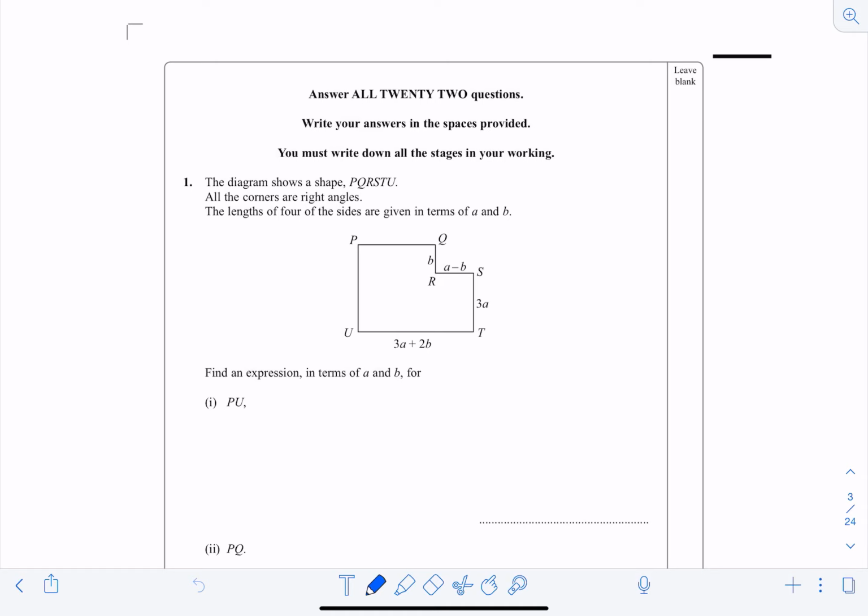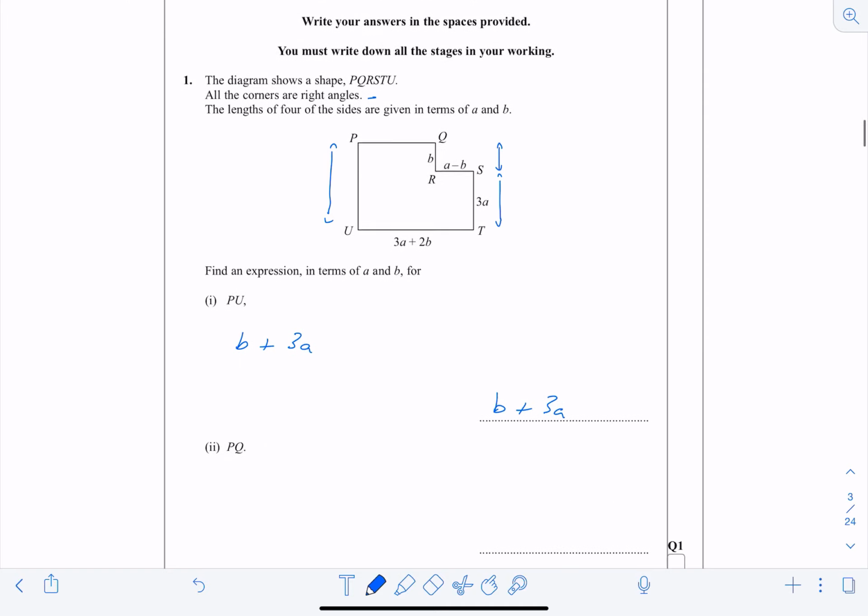The diagram shows a shape, PQRS. All the corners are right angles, the lengths of the four sides are given in terms of A and B. Find an expression in A and B for PU. So we're looking from this distance to here. Well, I know that it's going to be that distance plus that distance because they are right angles, therefore it's a rectangle, so they're parallel. So it's going to be B plus 3A, B plus 3A.